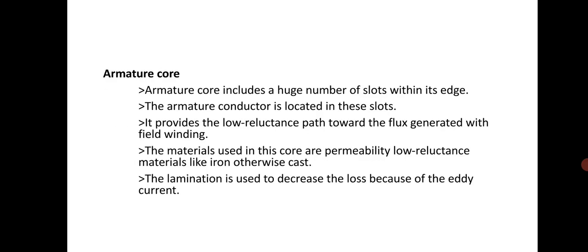Now next one is the armature core. What is armature core? You all know what a core is. Core is the inner part of the material, right? This armature core includes a huge number of slots. The slots are present at its edge. The armature conductor is located in these slots only. This also provides a lower reluctance path to the flux which is generated by the field winding. What are the materials used here? Whatever material has high permeability and low reluctance. It may be iron or cast steel.